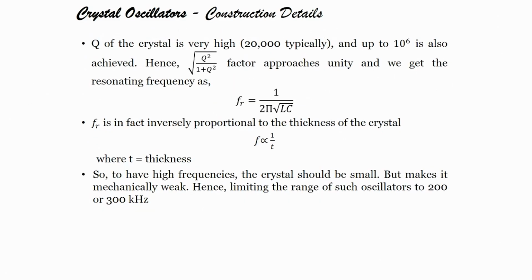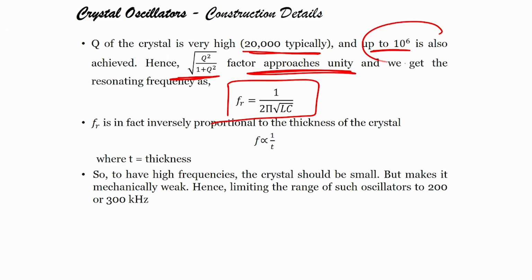So, Q of the crystal is very high, you see, and up to 10 to the power 6 is also achieved. Hence, under root of Q square by 1 plus Q square approaches unity, and we get the resonant frequency F equals 1 by 2 pi under root of LC, correct, because only if this reaches unity can we have Q of 10 to the power 6. So, our formula will become nothing but Fr equals 1 divided by 2 pi under root of LC.